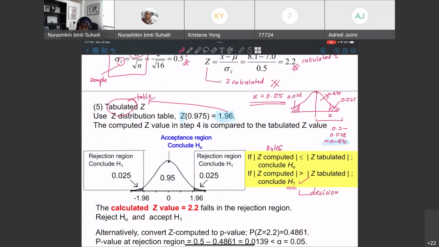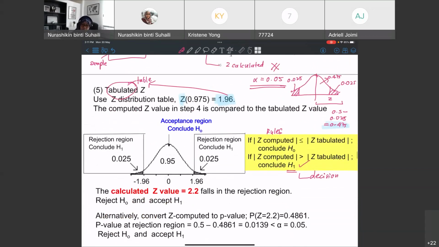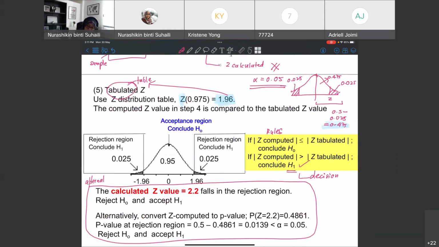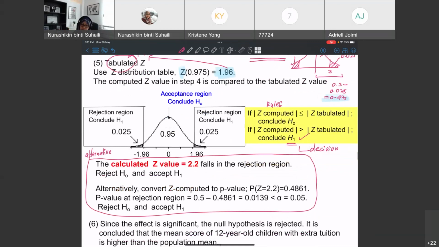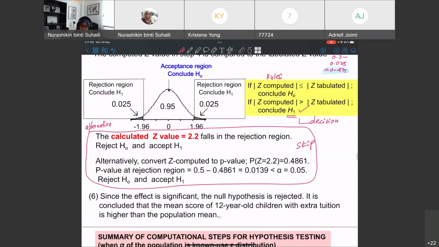So we're not done yet. Okay, this is what was meant by the second method just now. I don't like to refer to this method. This is an alternative method only, so it's not compulsory. Once you have calculated Z and you have the Z tabulated, that's it, you are done. So this one you can skip. I don't want to explain that. Decision. Okay, once you have the decision, you can conclude.